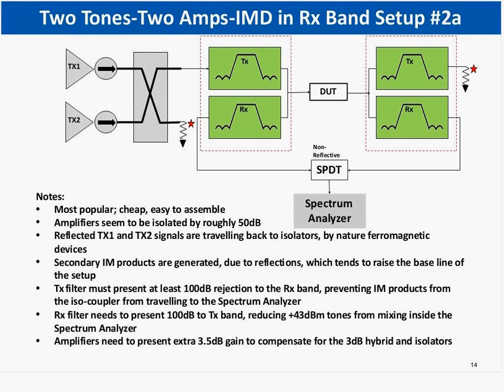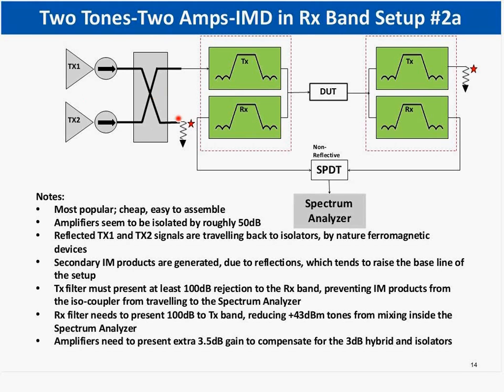Let's switch to two amplifiers. This is, again, IMD in the RX band, and now we are combining two amplifiers. This is a very cheap, broadband and popular setup by engineers, and there are couplers that will cover 700 to 3500 megahertz, 3 dB I mean, and so two amplifiers, a 3 dB hybrid into a TX RX.